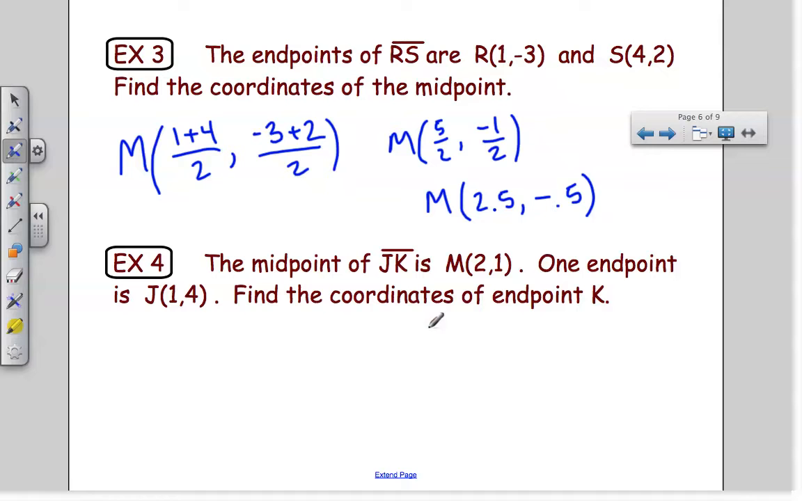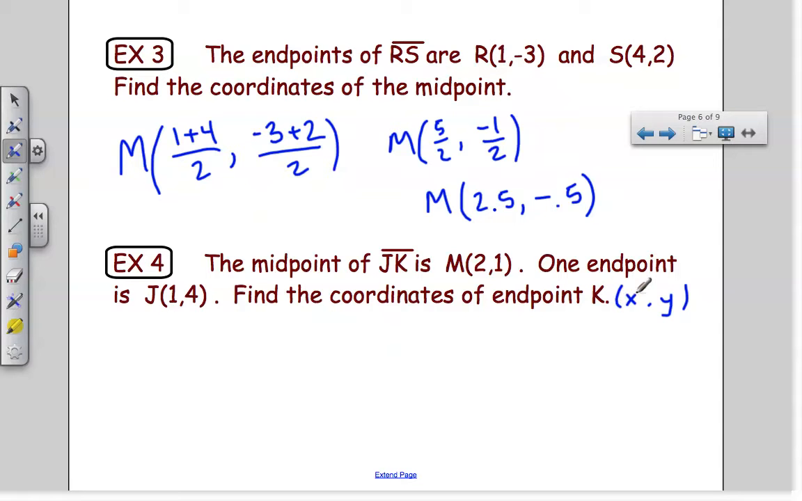This example 4 is probably the trickiest example today. The midpoint of line segment JK is at, and M for midpoint, 2, 1. Now one endpoint, J, is at 1, 4. I need to find the coordinates of endpoint K. So I have the midpoint right now. I know that if I add the x's and divide by 2, I get 2. And I know if I add the y's of J and K and divide by 2, I get 1. I have the midpoint.